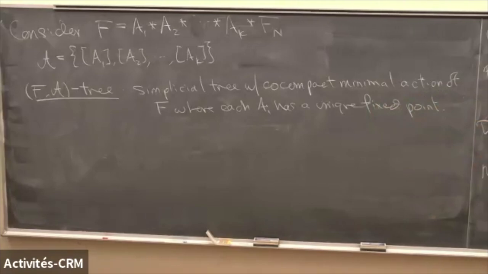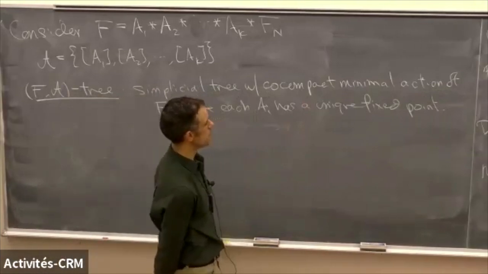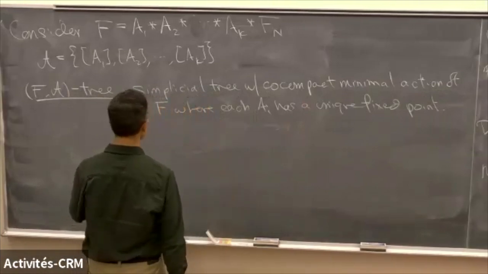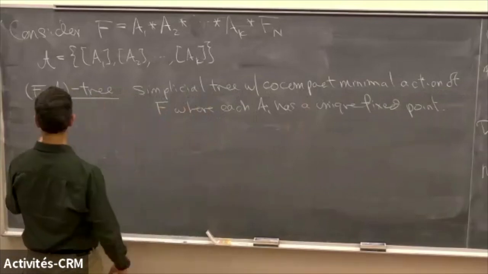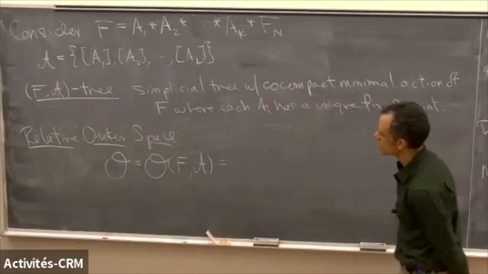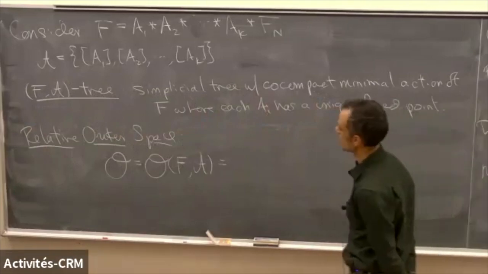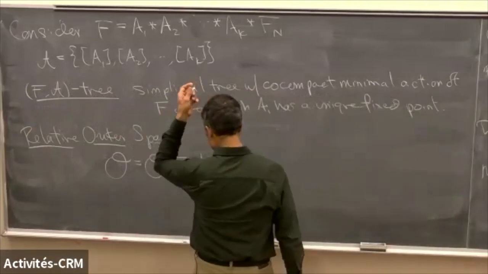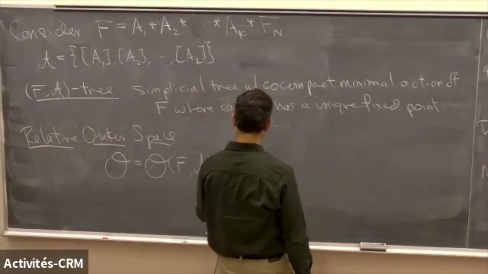Okay. So there's two spaces of trees here that I'm talking about. The first of which is this relative outer space that Riley was talking about the other day. So I just want to think about this as a set. This is a topological space. Riley was talking about the topology on it the other day. But really, from the point of view of the talk here, I'm going to be thinking about this as a set.